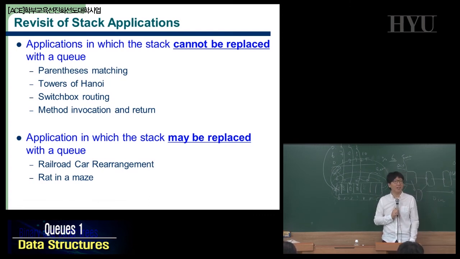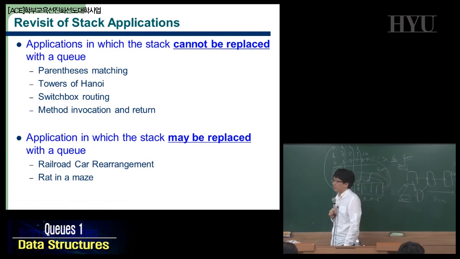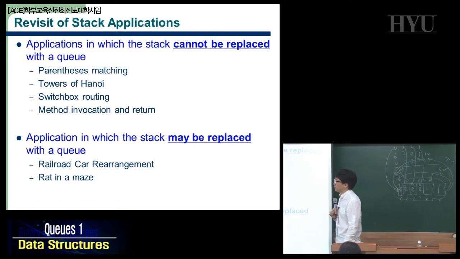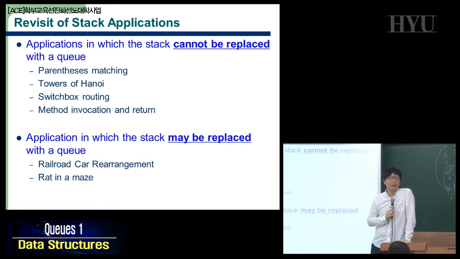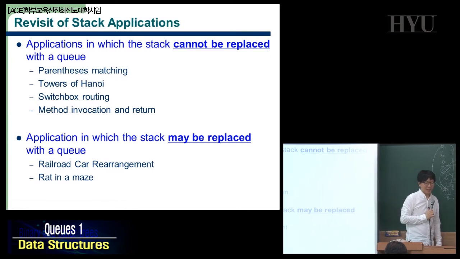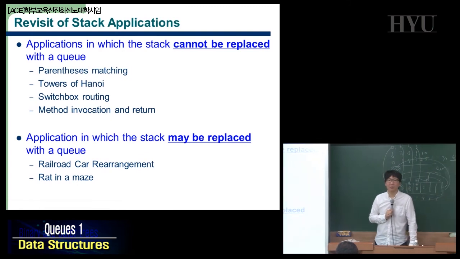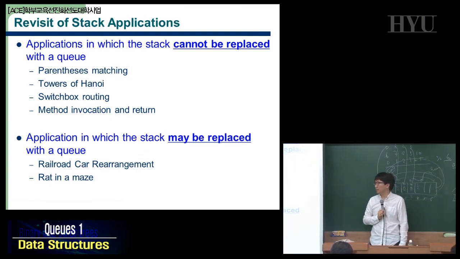Likewise, for parenthesis matching, you probably need a stack to solve it. Towers of Hanoi problems. Can you use a queue to solve the same problem? Really? You can use a queue to solve Towers of Hanoi? No. If you do, also please let me know. Switch box routing, we didn't discuss it yet. Probably not much. Methods of invocation and returning. It has to be a stack.